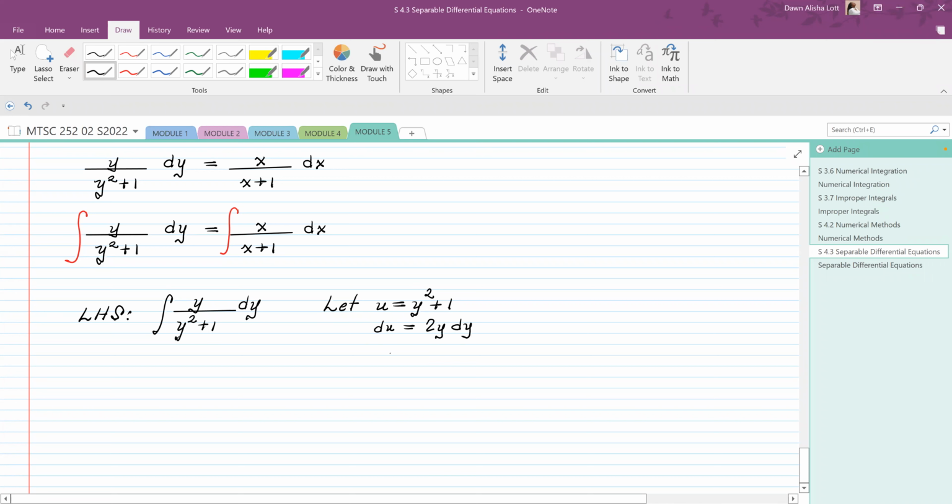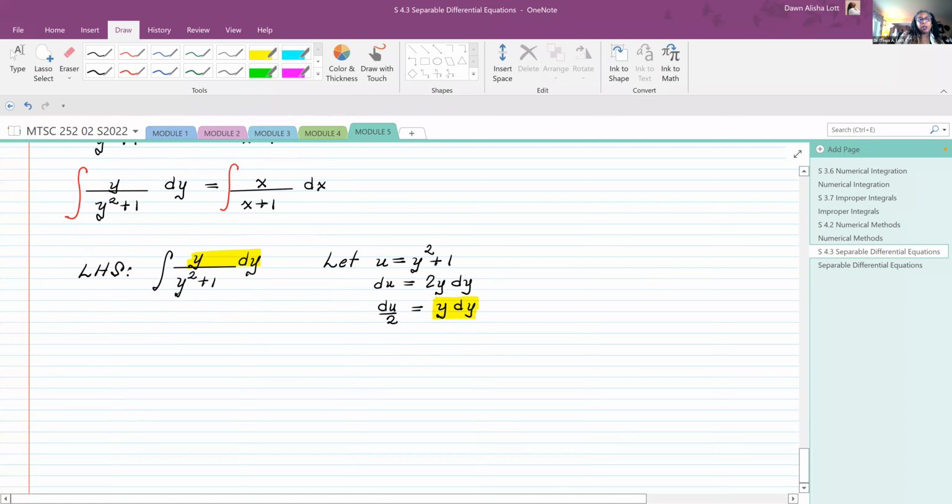du over 2y. Okay, some people do it like that. I always keep the variables together. So I would keep du over 2, and I would make this y dy. And since I have y dy in the problem, I can substitute it straight. Okay, that makes sense. Okay, good.